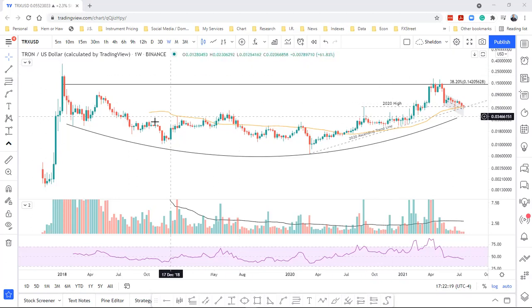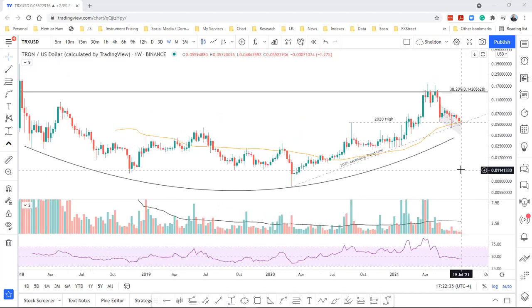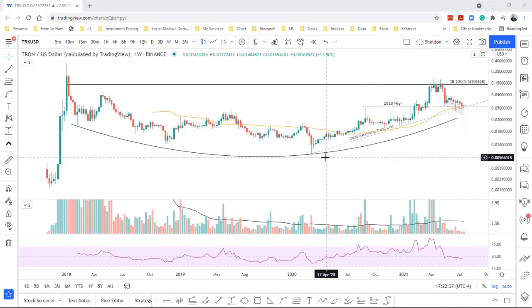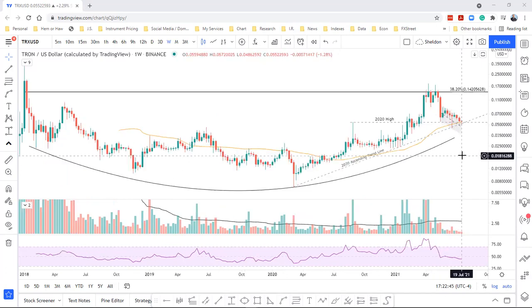Number one, you can see here we have a cup formation that has developed really since the beginning of 2018. And you could consider that we're in about the halfway stage of forming the handle of a cup with handle pattern. The measured move of a pattern like that is about 2,500% from the handle trigger, which would be an impressive advance, to say the least.